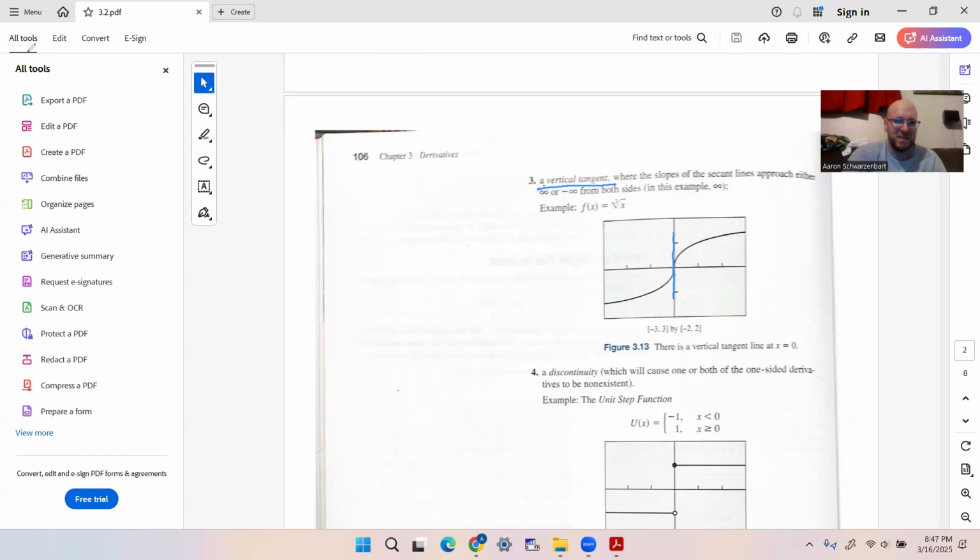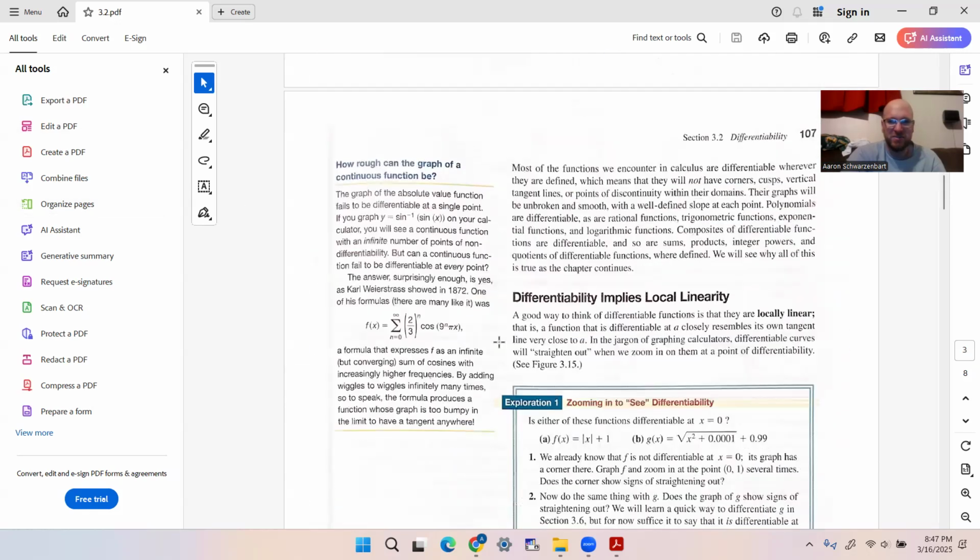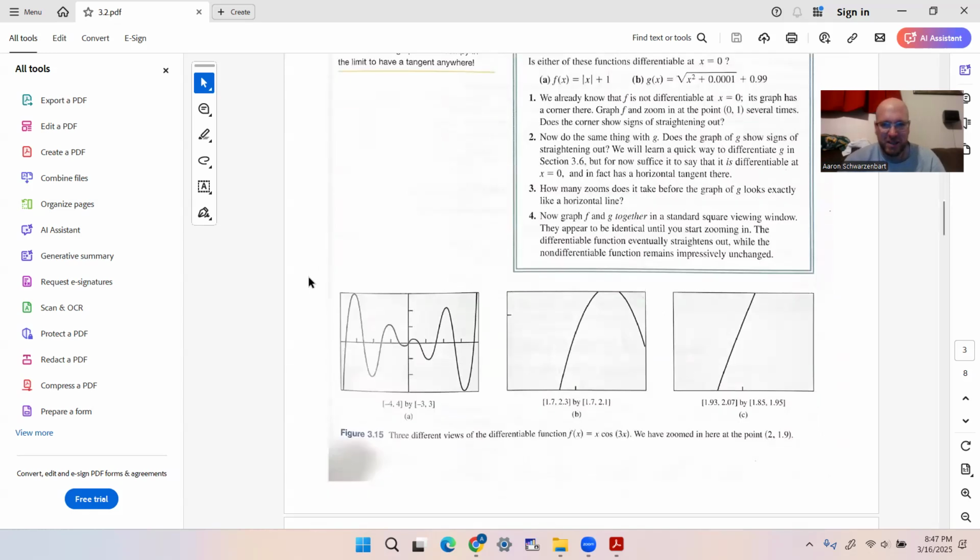The next thing we're going to look at is tangent lines implying local linearity, or if you look at them closely enough, they're linear. So here we have the function f of x equals x cosine 3x. And we see three different zooms of the graph. So this is a relatively standard zoom, goes from -4 to 4 on the x-axis and -3 to 3 on the y.